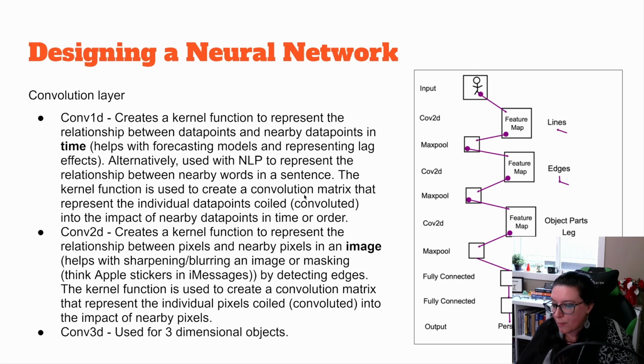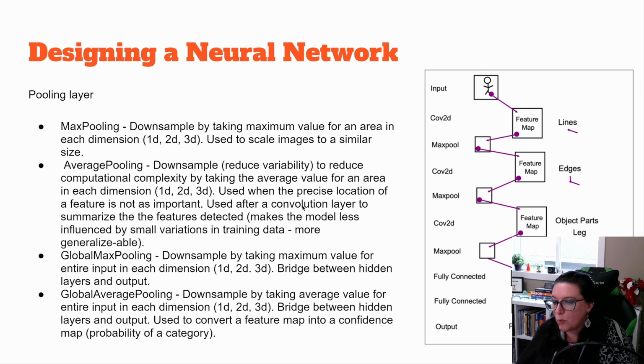The next step in the process is what is called max pooling. And so we have a pooling layer. This allows us to downsample by taking some maximum value for an area in each dimension. And we're going to then scale images to a similar size, reduce the amount of data, simplify from what we've learned.